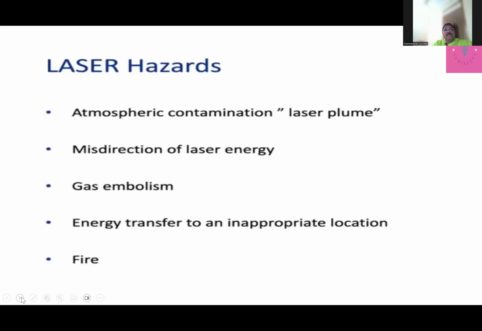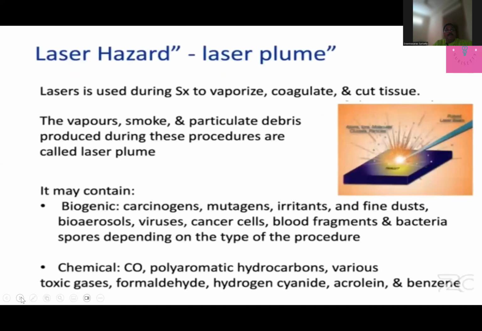So laser hazards are atmospheric contamination by the laser plumes and misdirection of the laser, which causes damage to other tissues. Sometimes gas embolism will occur, and energy transfer to an inappropriate location also causes harm. Sometimes fire will also be caused. So, laser hazards and laser plumes.